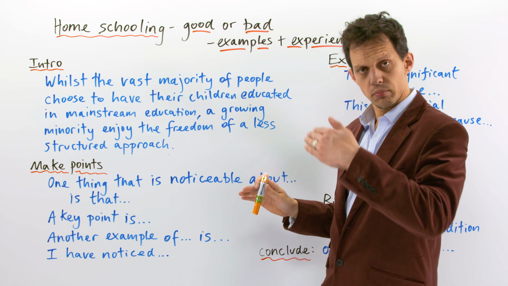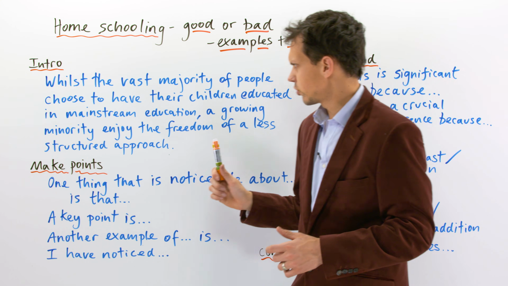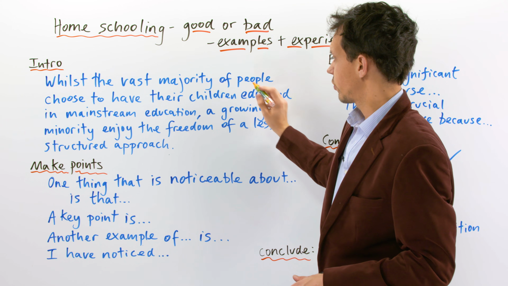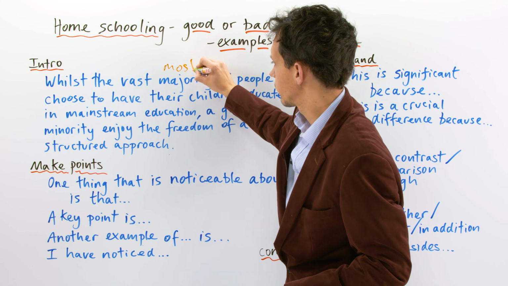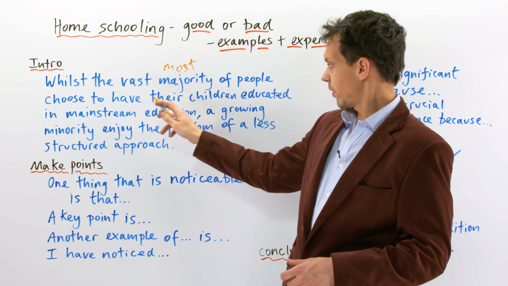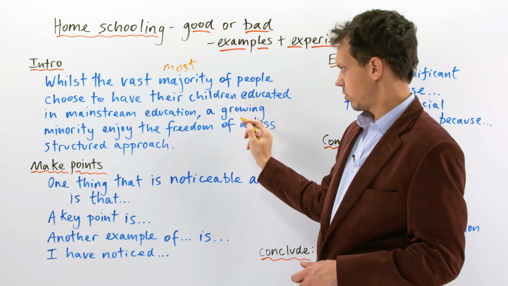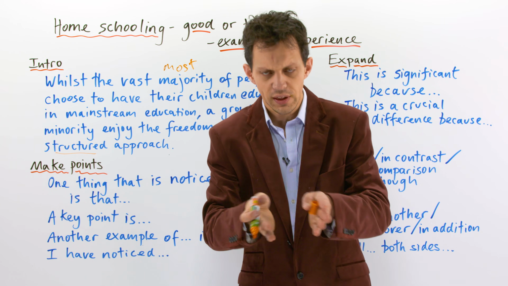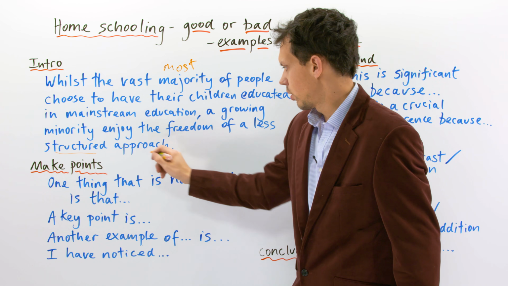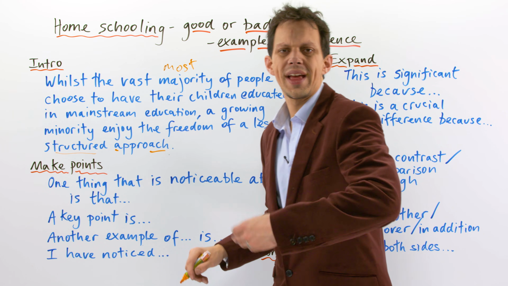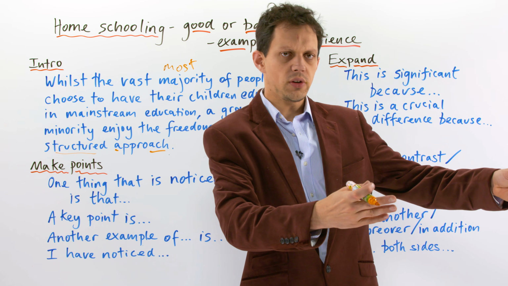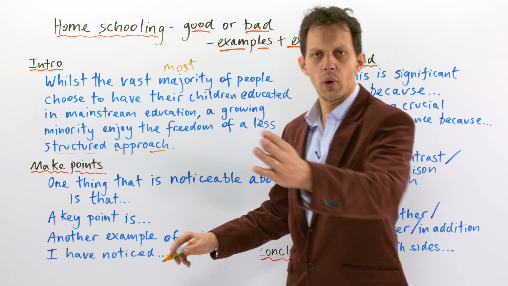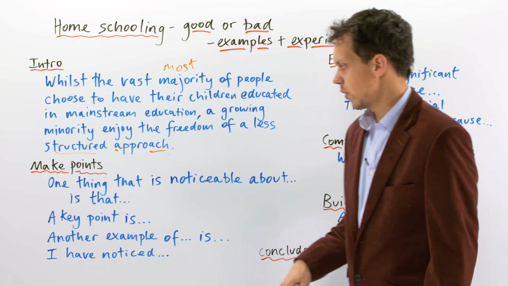Okay, there's some quite sort of advanced words in here. Let's just make sure we fully understand. So vast, big, so most people. Vast majority of is just another way of saying most people. Choose to have their children educated in mainstream education. Structure. In terms of structure, that means you're doing this at this time, this at this time. Okay, approach is a way of doing something. I approach London by using the M3 motorway. Okay, approach is your way to something, approach to education.